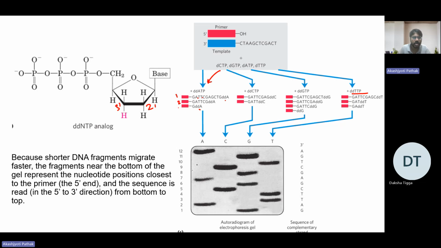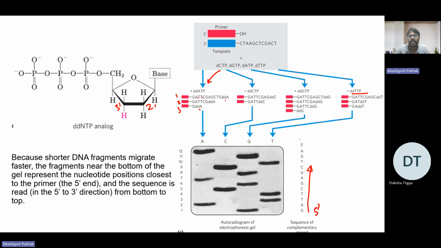So you see here you have three different fragments. The third fragment, this GDDA, will be at the bottom if you run an agarose gel or a 5% polyacrylamide gel, because the shortest fragment will be at the bottom and the largest fragment will be at the top. So when you go from bottom to top, you can get the sequence of DNA. So it is GATTCGA. You can do the sequencing in this way.